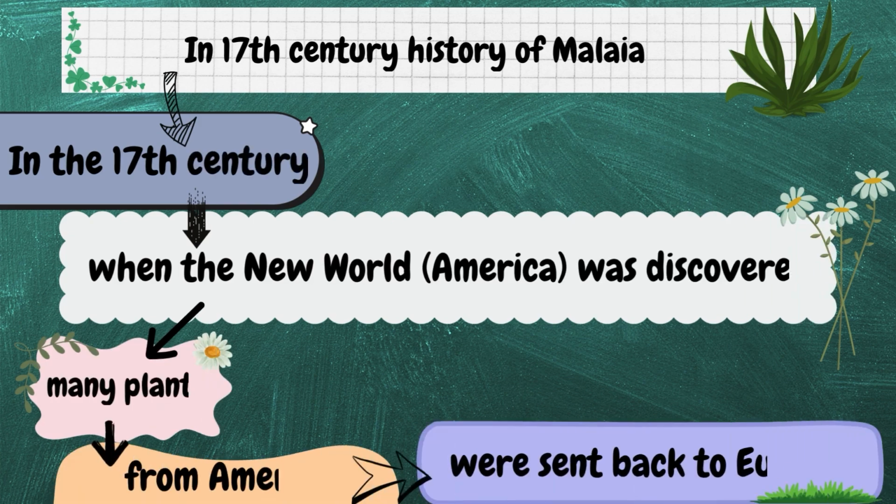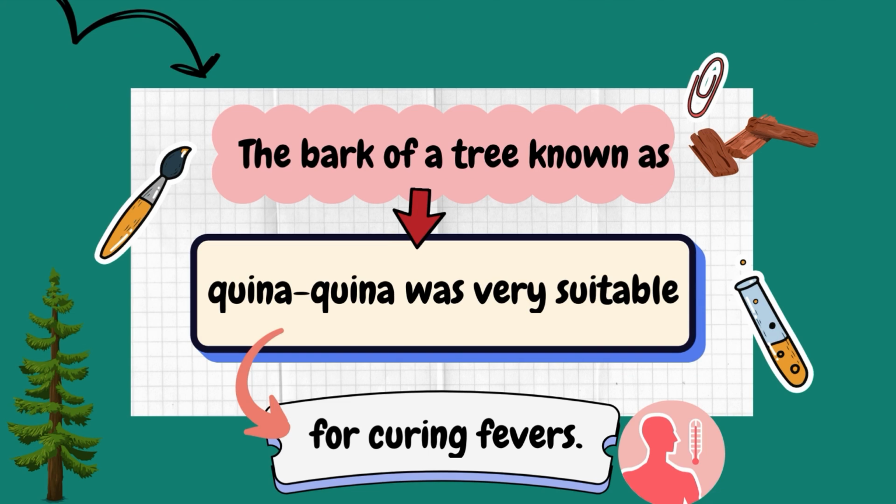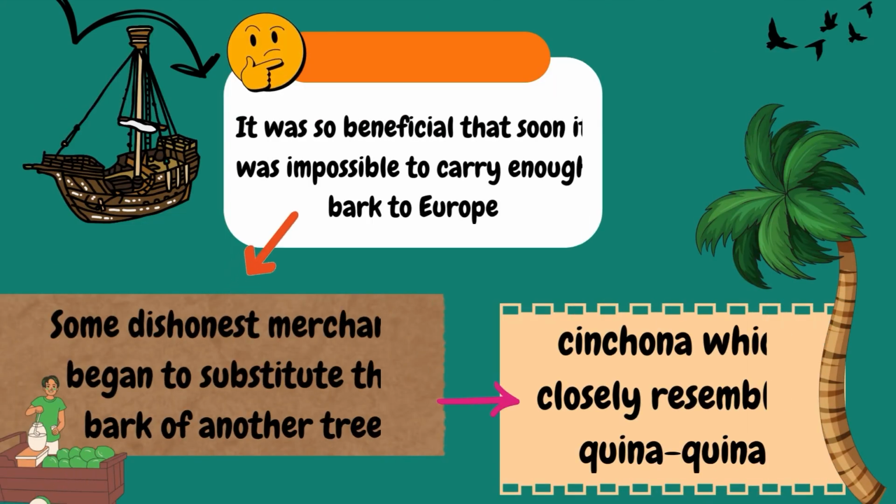In the 17th century, when the New World, America, was discovered, many plants from America were sent back to Europe to be used as medicines. The bark of a tree of these plants, known as quina, was very suitable for curing fevers. It was so beneficial that soon it was impossible to carry enough bark to Europe. Then some dishonest merchants began to substitute the bark of another tree, cinchona, which closely resembled quina.